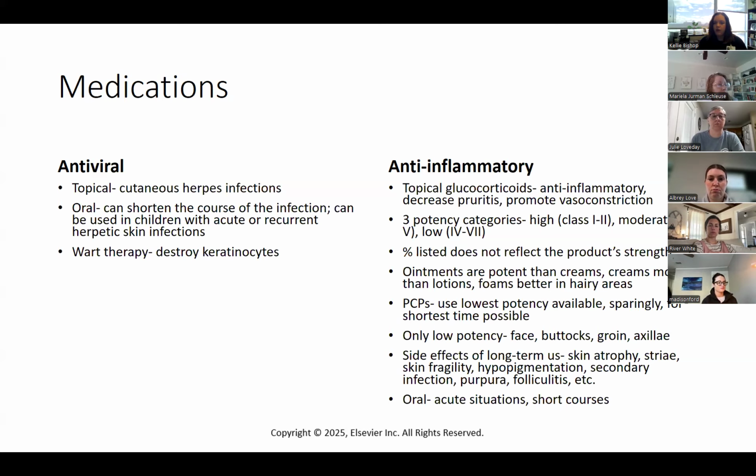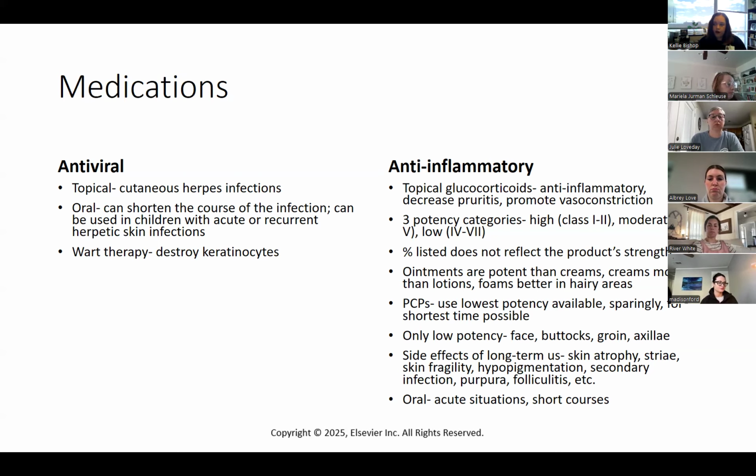So like topical corticosteroids. The potencies range from high potency, class 1 to 2, to low, which is 4 to 7, and there's actually an 8. But the percentage, though, does not reflect the product's strength. It's the concentration of that particular medicine in that ointment or cream or whatever. So, like a hydrocortisone that's 2% and a triamcinolone that's 0.1% or something like that, that doesn't mean that the hydrocortisone is more potent. It just means it has a higher concentration of hydrocortisone in that ointment. Triamcinolone is still a more potent steroid.